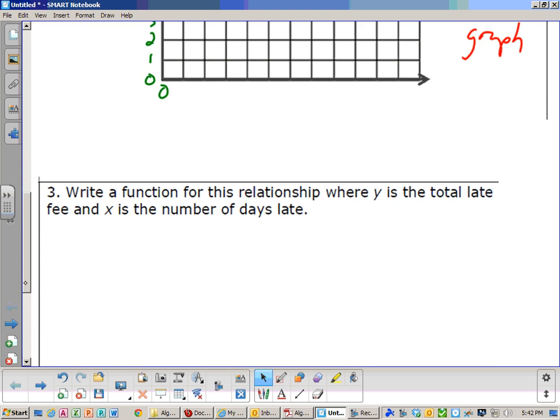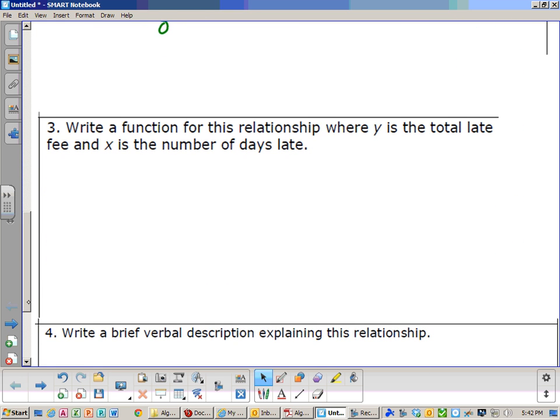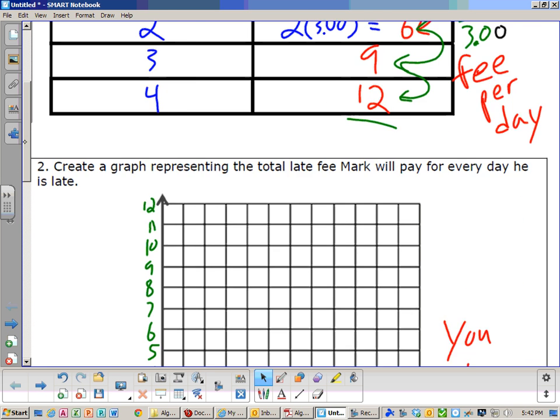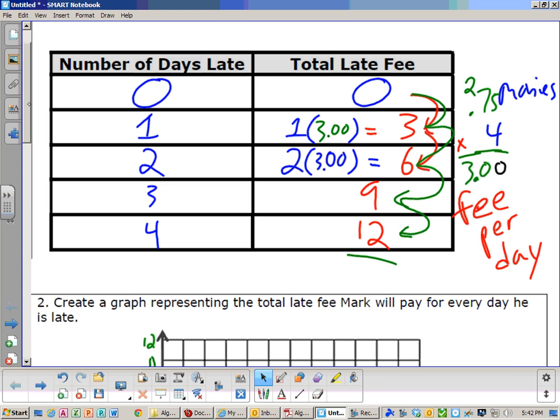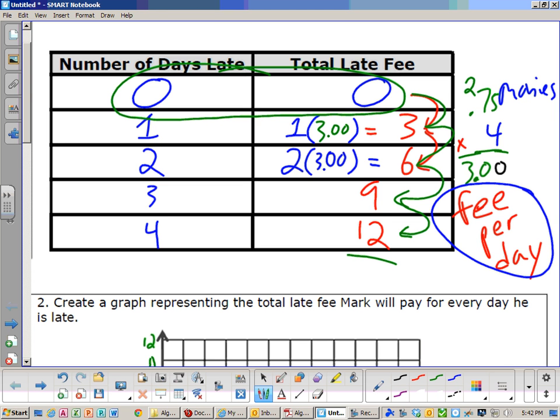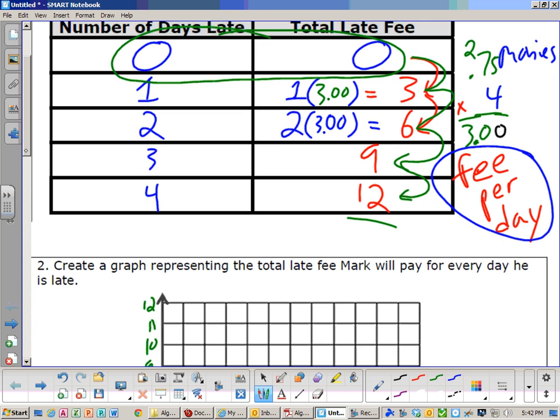Moving down. Write a function for this relationship where y is the total late fees and x is the total number of days late. Now, look at that table. Right now, your y-intercept is easy to find. Once you graph it, it's going to be even easier to find. You currently have a y-intercept of 0. There is 0 extra cost. The only thing that you ever have to pay is just the fee per day and nothing else. There is no y-intercept. The y-intercept is 0.